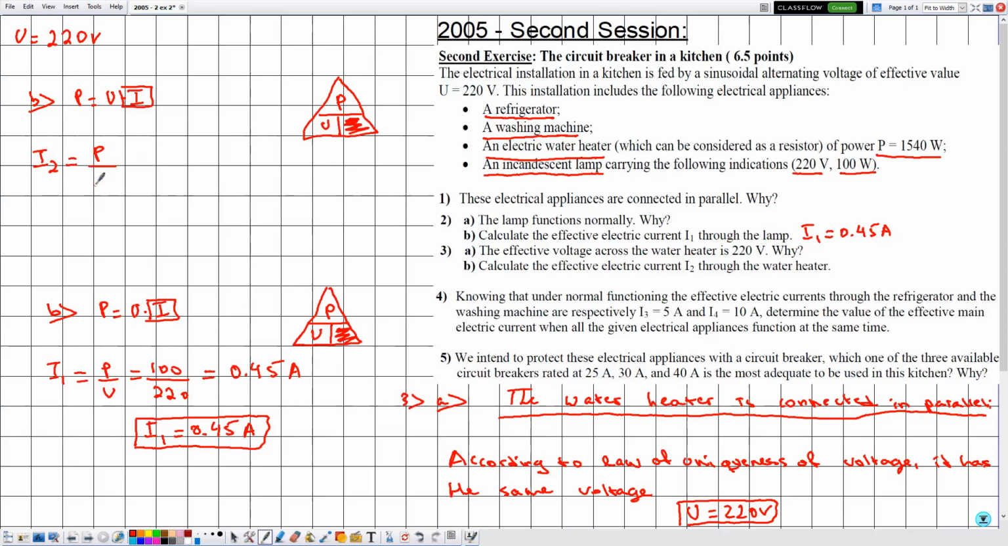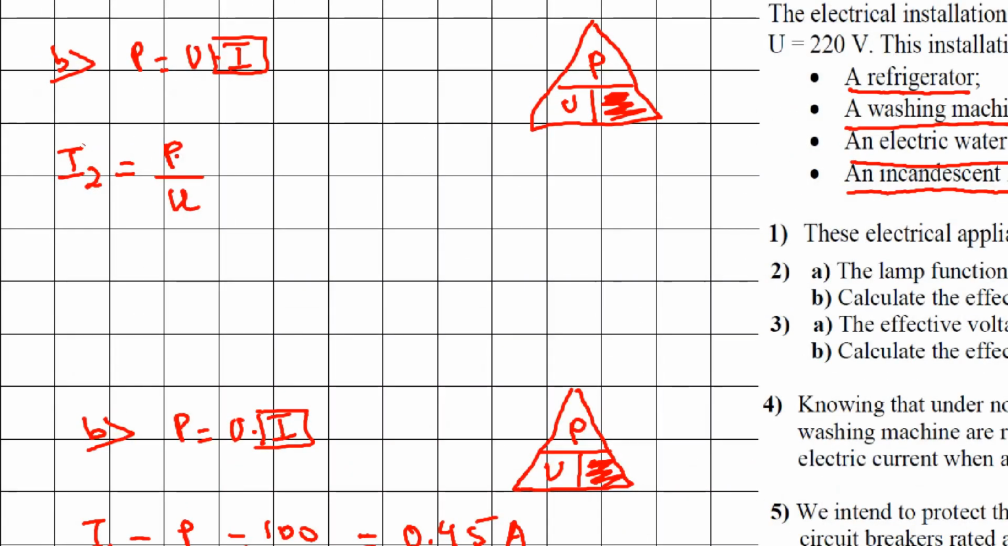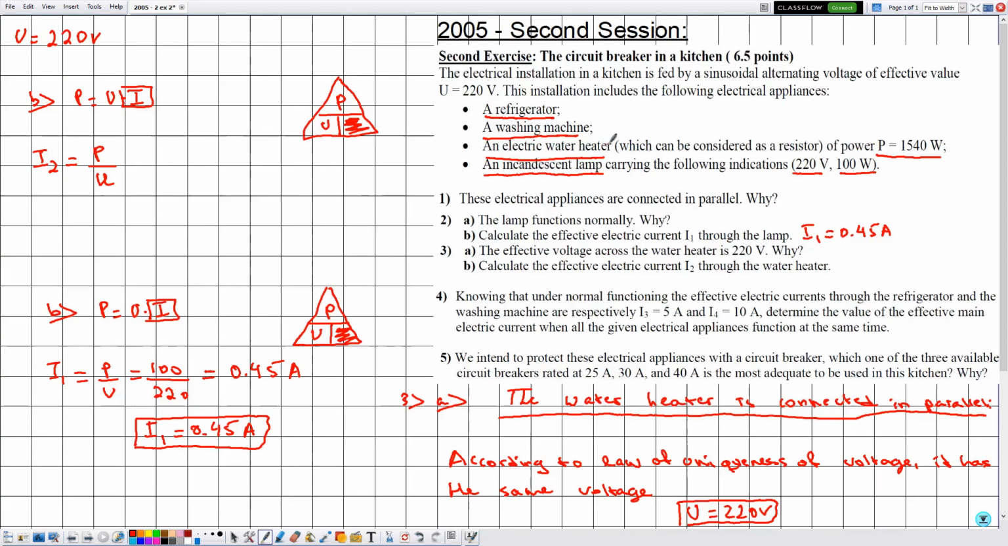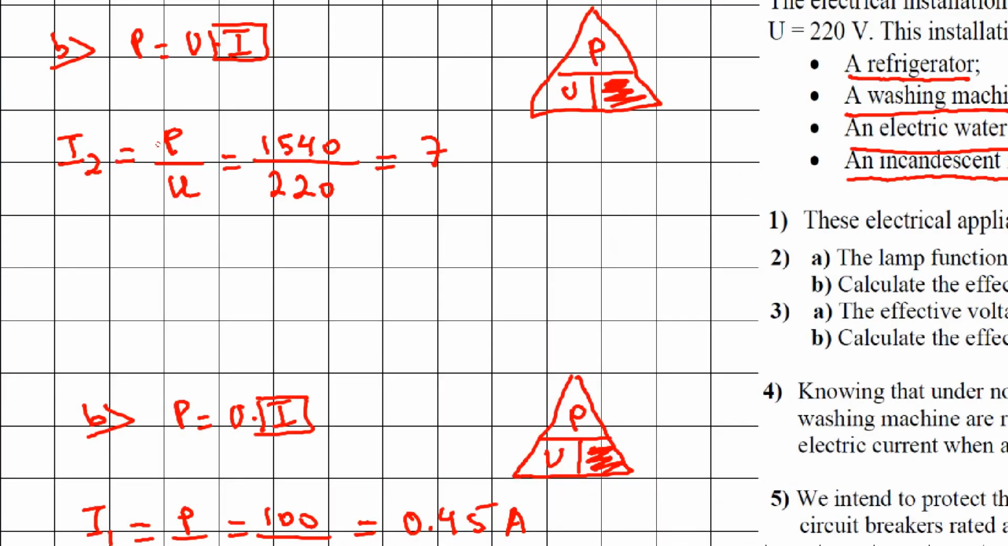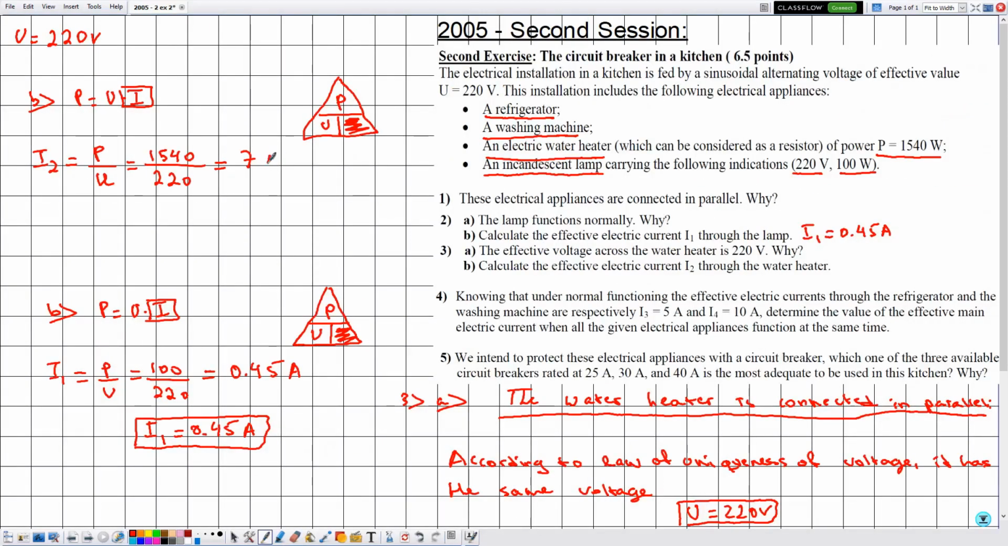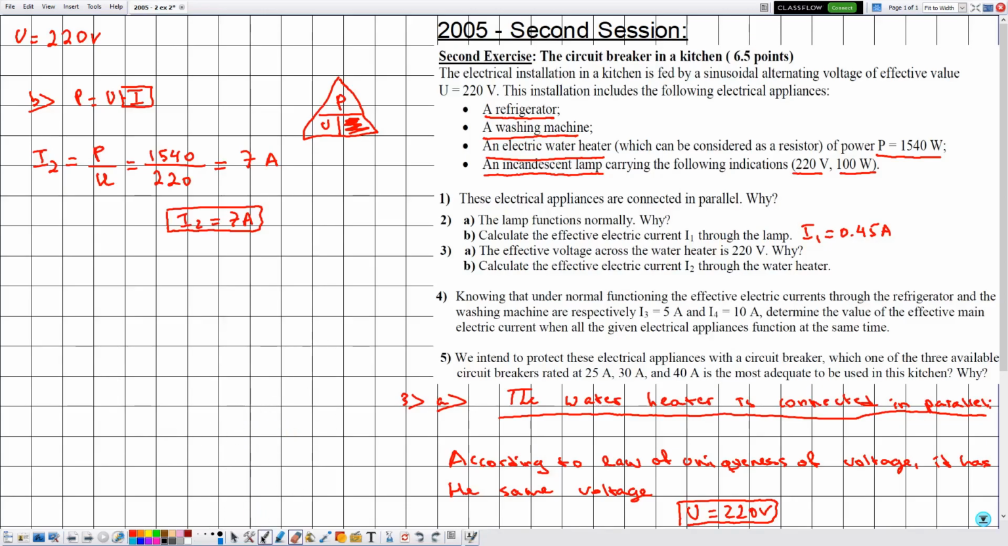divided by U. Here P corresponds to the electric power consumed by the electric water heater, which is given by 1540, divided by the applied voltage, which is 220. Plugging this into the calculator, it will give me 7. Since everything is in the SI, the value of I2 will be in the SI, which is amperes. Then I2 is equal to 7 amperes. So let me write here that I2 is equal to 7 amperes.